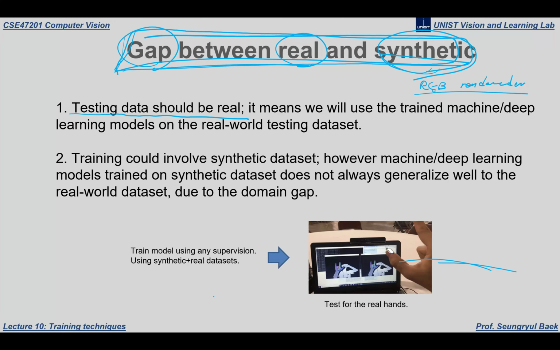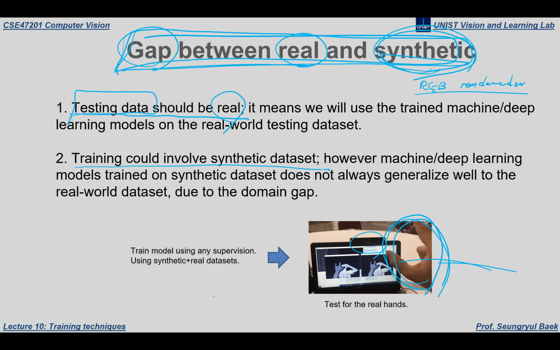For example, here, we capture a real hand and want to estimate 3D poses for this real hand. We do not want to achieve pose estimation for synthetic data. We don't want to do that. In practice, we always want to make our system, our 3D pose estimator or object detection algorithm, work for real world photographs. So our testing data should be real world data. But as I mentioned, we can involve synthetic data in our training.